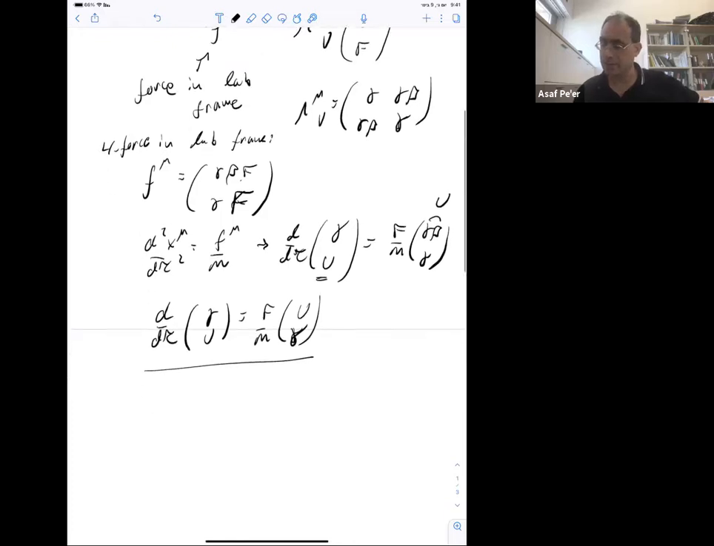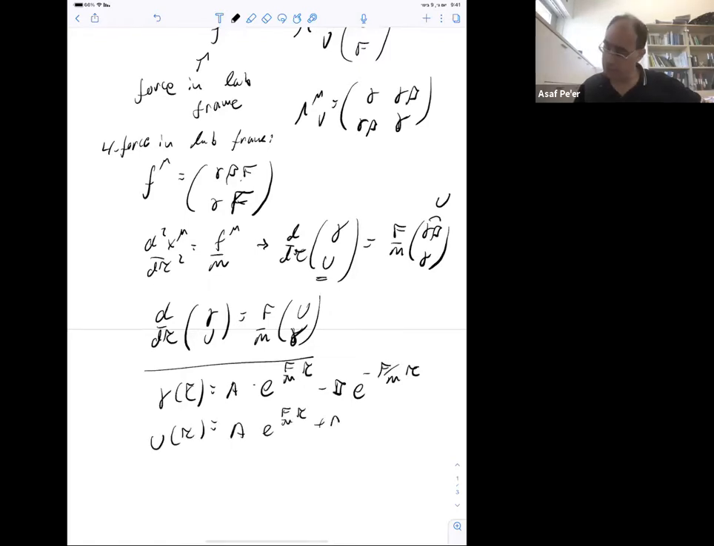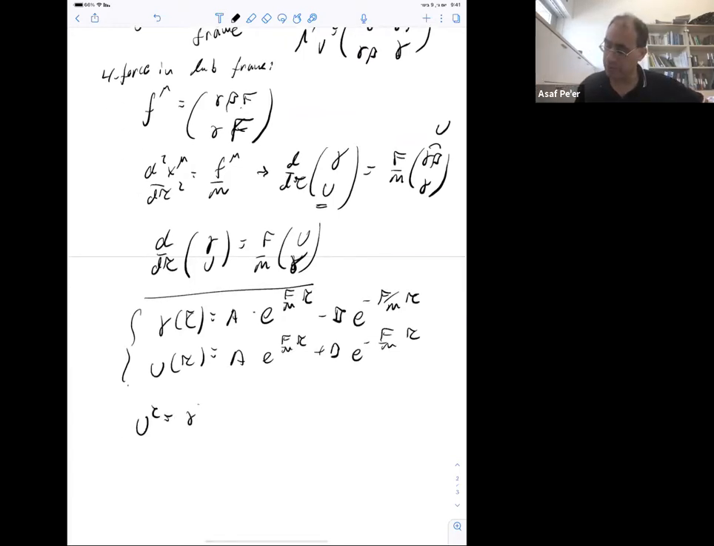So the answer should be gamma of tau is just A times e to the F over m tau plus B times e to the minus F over m tau, and u of tau is just A times e to the F over m tau minus B times e to the minus F over m tau. And then A and B you get from the initial conditions, basically, and from the fact that u squared is just gamma squared beta squared, which is gamma squared minus 1. All right.